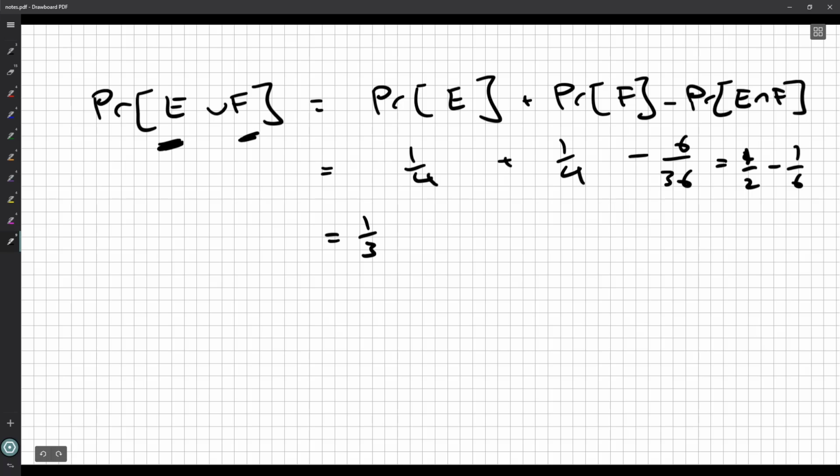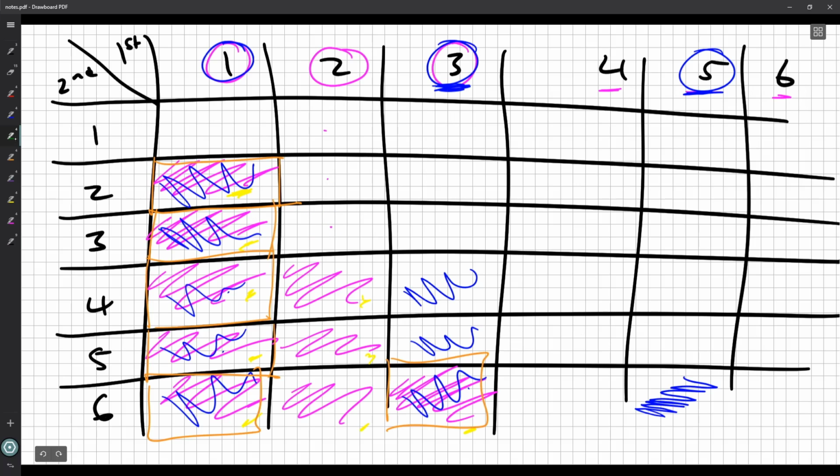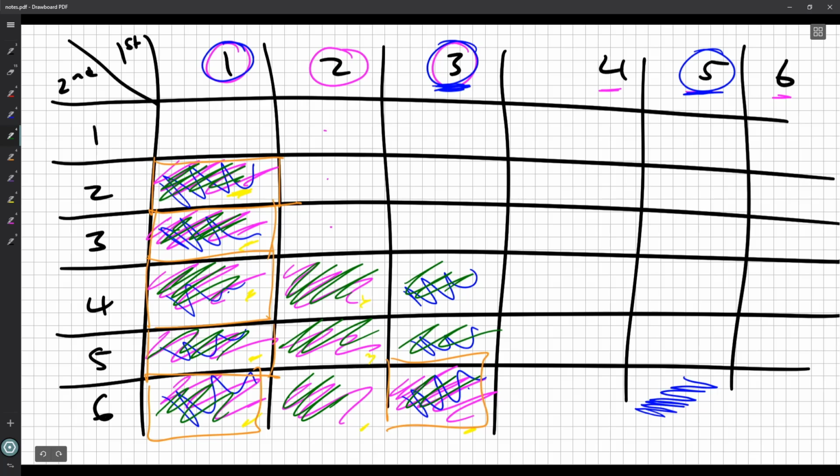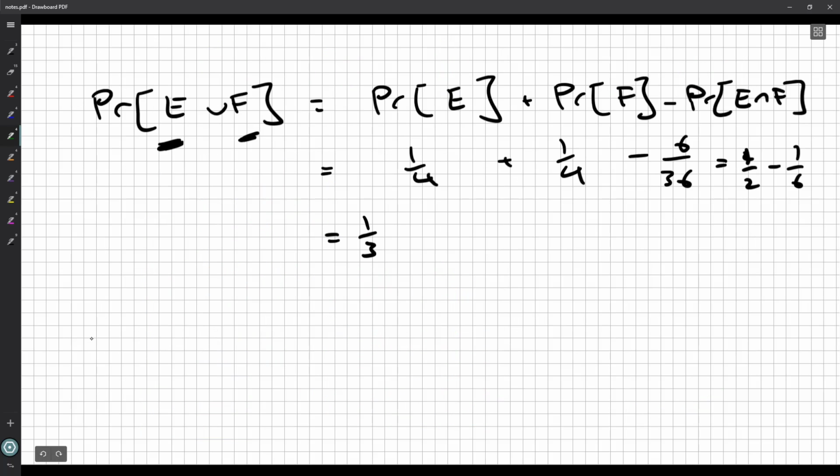We want E or F to happen, so which of these boxes got highlighted? Okay, this is E or F, this is E or F. In fact, this is both of them. But this is an E or F. Okay, this is an E or F. So how many boxes got highlighted, period? A total of 12 of them. 12 out of 36. So we can actually just compute this directly.